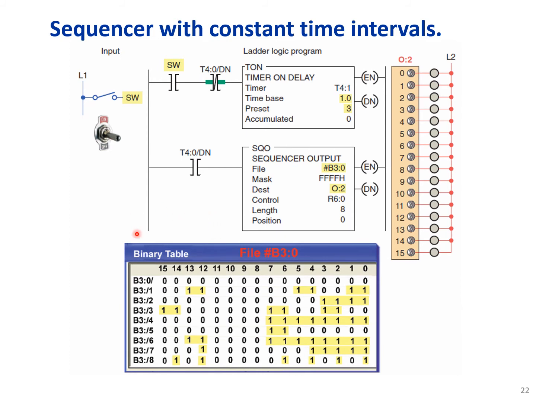Sequencer with constant time interval. This is one example here. We have 16 outputs. You see, these are our outputs. This is our sequencer file, and we have 8 steps. See that we have 8 steps here, and on each step we have a specific combination for outputs on or off.